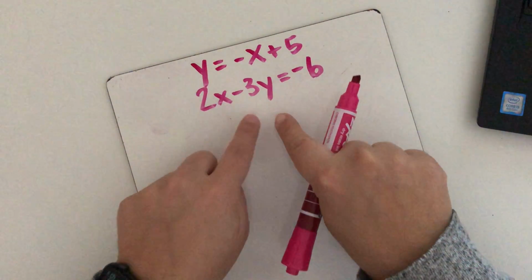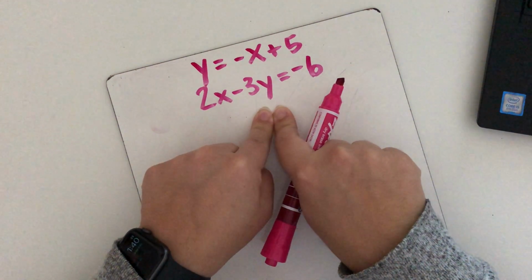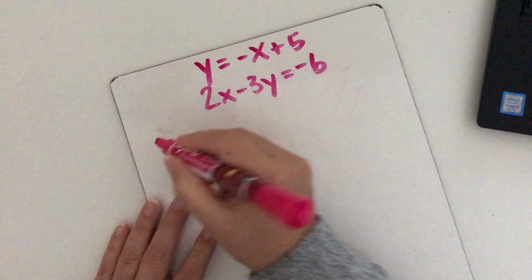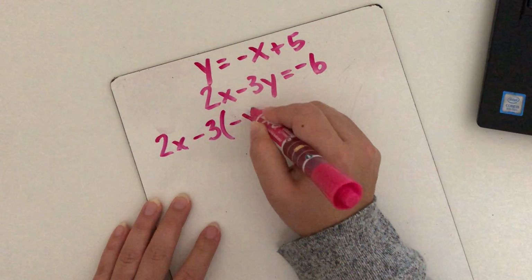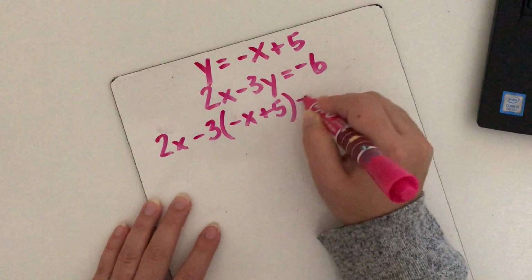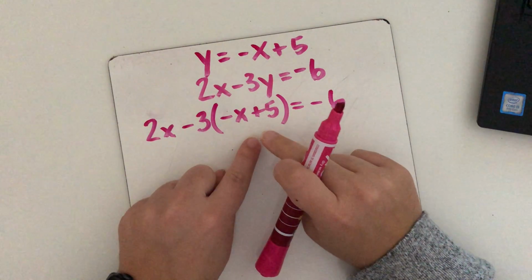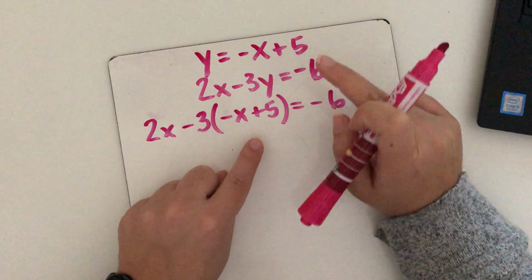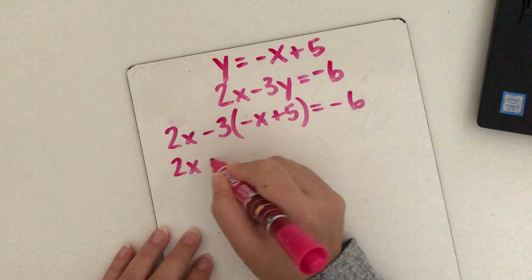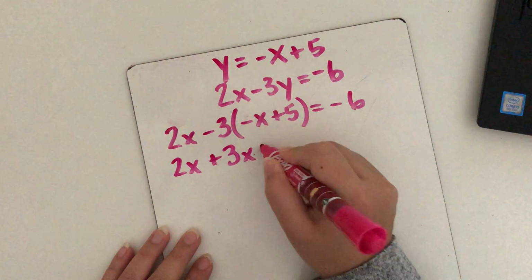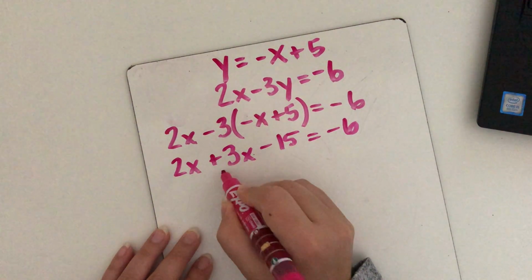So that means that wherever I see y in my second line, I can replace it with -x plus 5. So it would look just like this. All I did was take out that y and replace it with what y equaled in my first line. So now I'm going to go ahead and distribute. So I get a positive 3x minus 15. And then I'm going to combine my like terms.